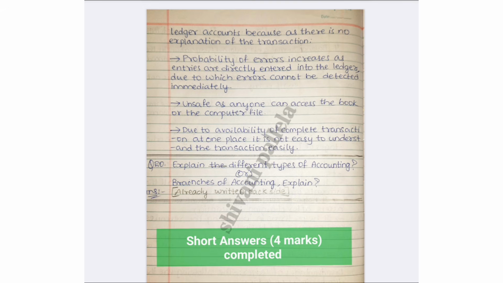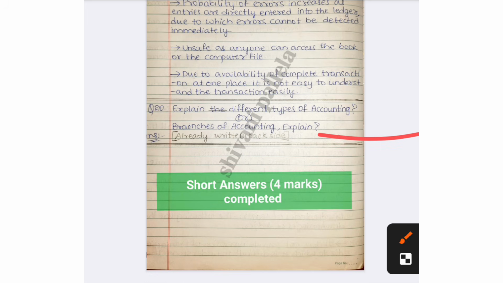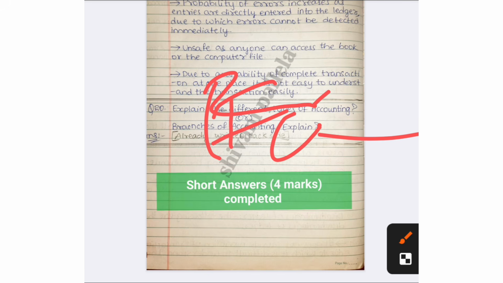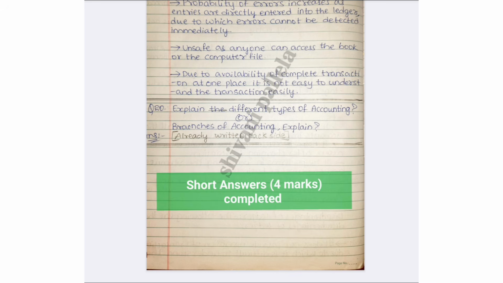And branches of accounting, already we have discussed. Branches of accounting or types of accounting is one and the same. What we have discussed: types of accounting, financial accounting, cost accounting, responsibility accounting, managerial accounting. So this type of concepts you are having in the Part A theory question.